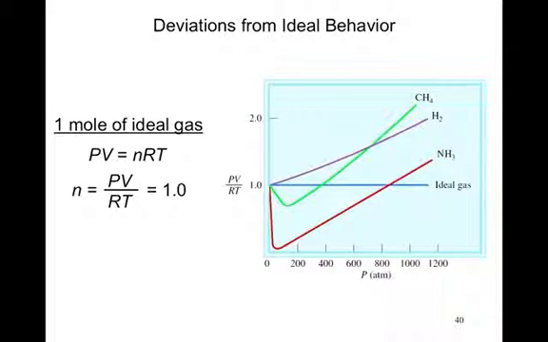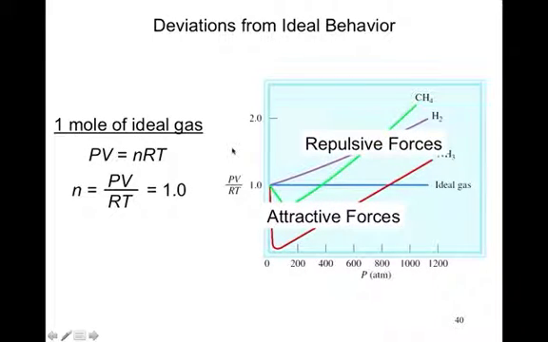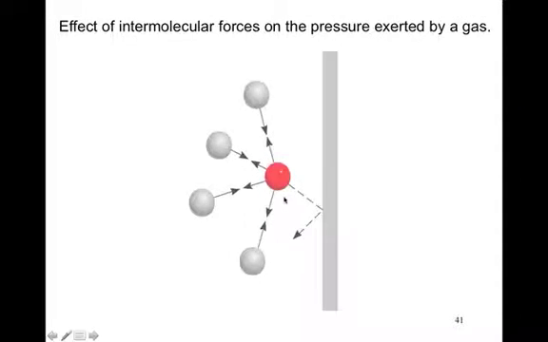For deviations from ideal behavior or ideal gas law, PV equals nRT. Not all gases follow that. We wish they did. It's nice when they do, but really they don't. Here's the ideal line right here for your ideal gases, PV equals nRT. But there are some gases that are attracted to each other. There are some gases that are repelled away from one another, and so you get these areas where if there are attractive or repulsive forces at work, they're going to deviate from ideal gas behavior.